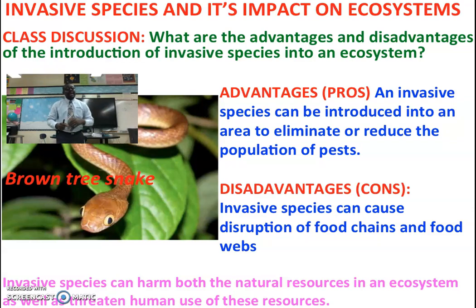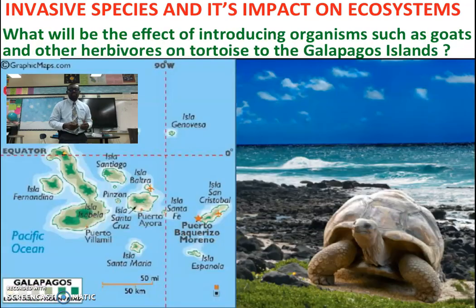A disadvantage would be that the invasive species or the species you've introduced into the environment can cause disruption of food chains and food webs. They can disrupt how energy flows through the ecosystem, they can disrupt the link. Also, the invasive species can feed on other organisms to reduce their population to the extent that other species may even go extinct because of the organism that has been introduced. All right? So here we are looking at the Galapagos Island.